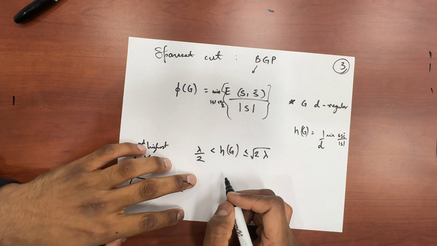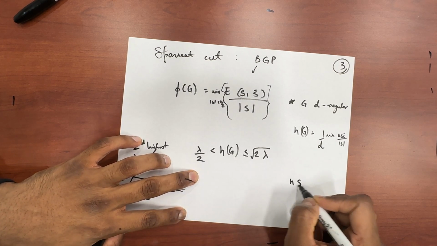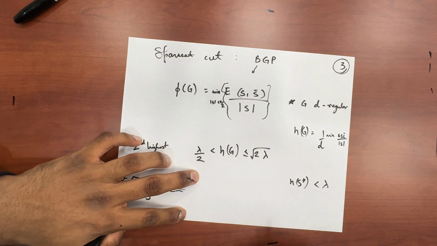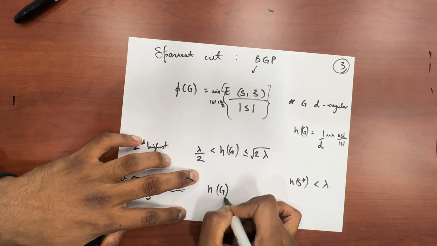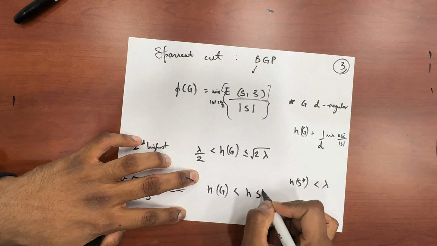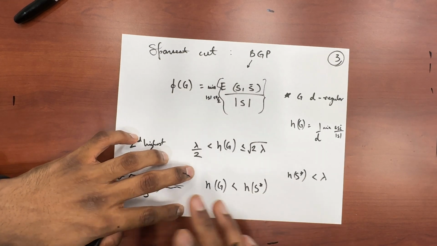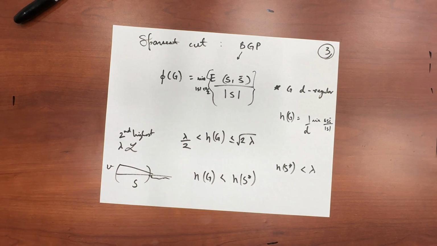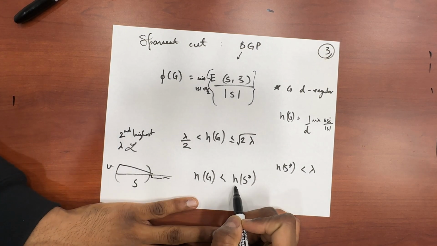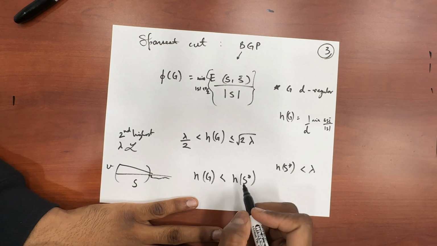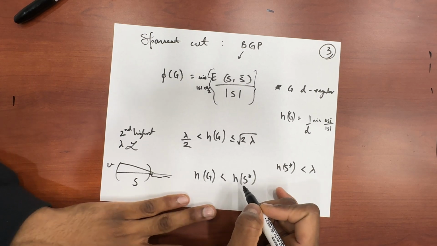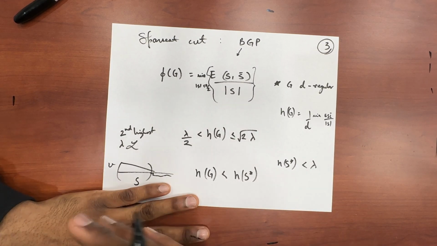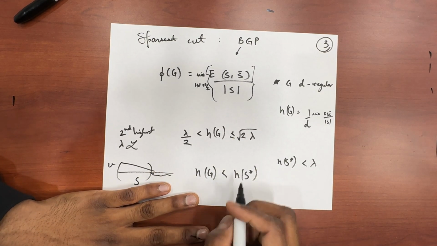So what we have is that this lambda, we know that h of S is less than this lambda here. So h of g is obviously going to be less than h of S, because h of g was the minimizer over the entire graph, and h of S star, let's say S star was a set returned to us by that algorithm. H of S star is a particular set. So h of g will always be less than h of S star, and h of S star is less than lambda. We did this at the end of the last lecture. You can refer to it.